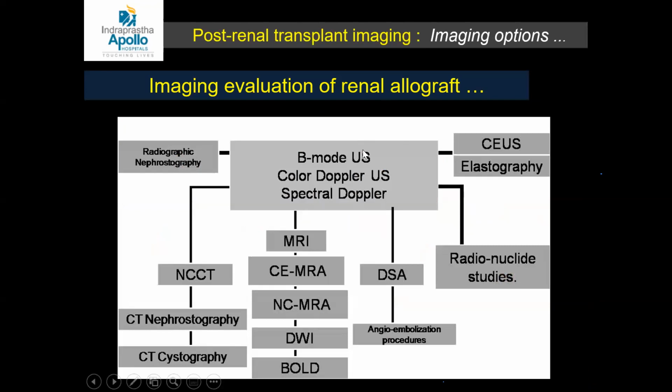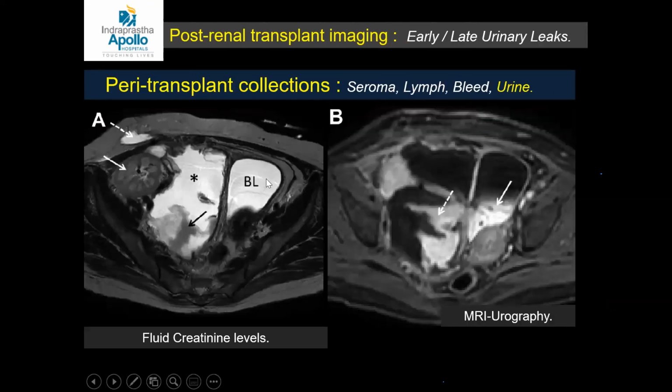So imaging of a renal allograft is essentially done with ultrasound, Doppler and spectral Doppler as a first imaging investigation, and subsequently CT may be required. MRI is a very important tool, as I will mention subsequently, or at times DSA and nuclear scans are also required. Peri-transplant collections like seroma can be seen on CT and MR urography.